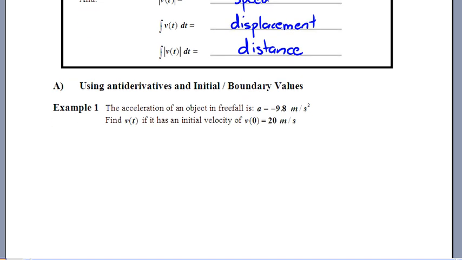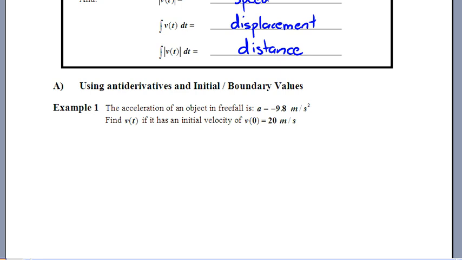We're going to dive right into this idea of differential equations. We're going to solve something that people sometimes call initial value problems or boundary problems, kind of interchangeable names. Here's a little physics story. It says the acceleration of an object in free fall is negative 9.8 meters per second squared. Please find the velocity as a function of time, if the item has an initial velocity of 20 meters per second when time is 0.